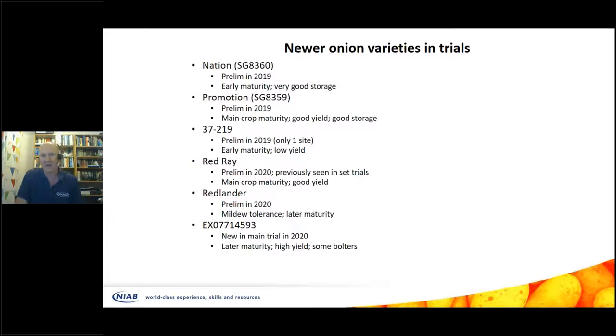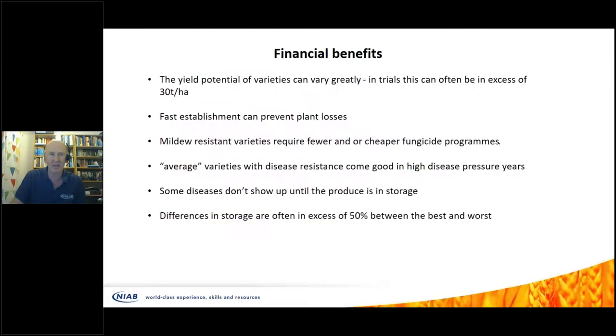Red Lander has some mildew tolerance, but there is anecdotal evidence of that maybe breaking down, so we need to get a bit more data on that. And there's a coded variety that was high yielding, but I suspect isn't going to go much further because it had an issue with bolters this year. If things come up too soon, a hard April can really show up bolting issues.